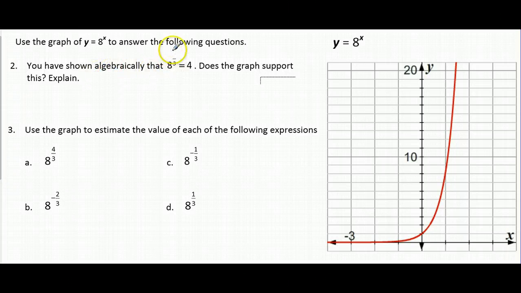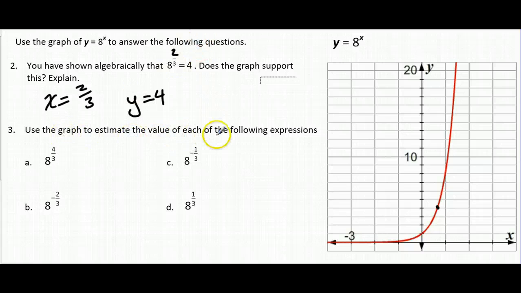You've shown algebraically that 8 to the 2/3 equals 4. Does the graph support this? Explain. Yes, it does, because if we go over 2/3 and go up, it hits right at 4. So on the graph, x equals 2/3, y equals 4. The x value was the fraction, and the y value is what it evaluated out to be.